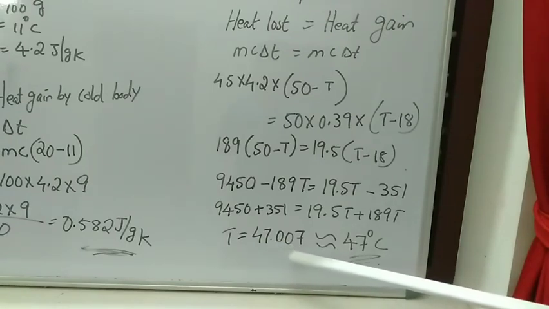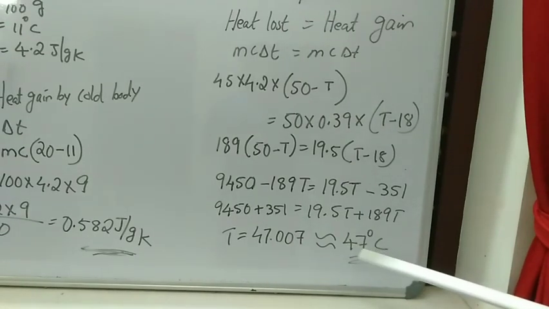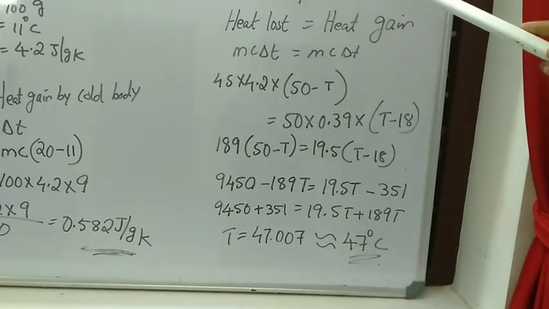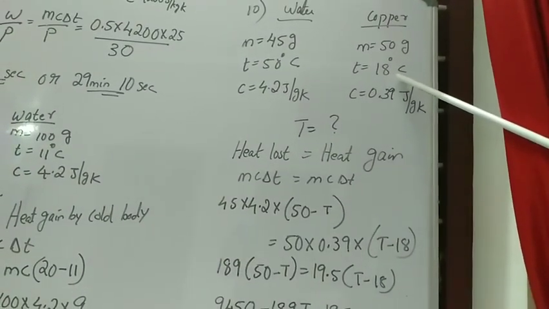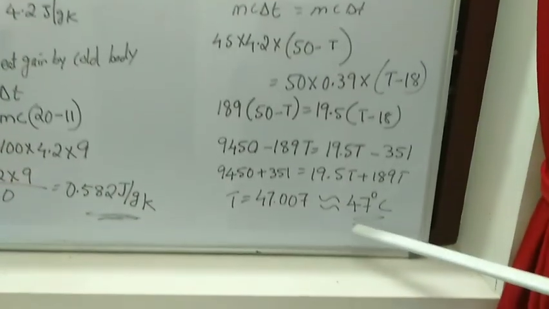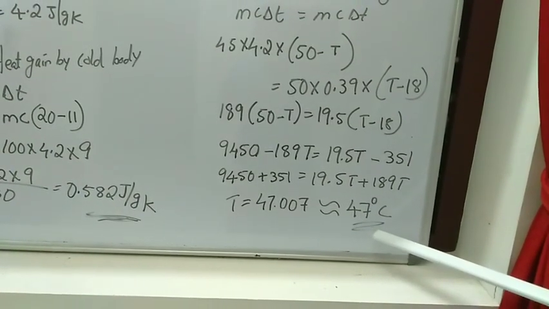Since these two decimals are 0, we can just write it as 47 degrees Celsius. That is the final temperature, we got it as 47. That means the temperature of water is 50, the temperature of copper was 18, and we got the final temperature in between 50 and 18, that is 47 degrees Celsius.